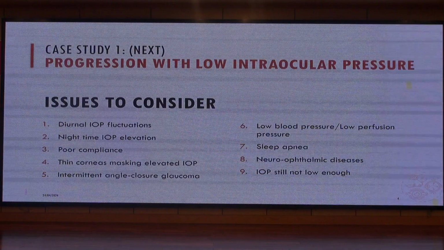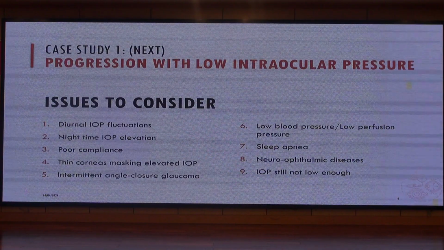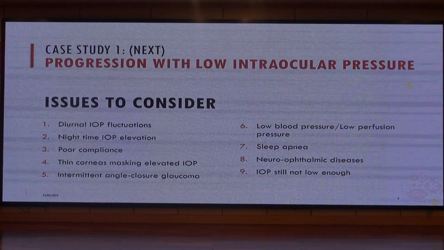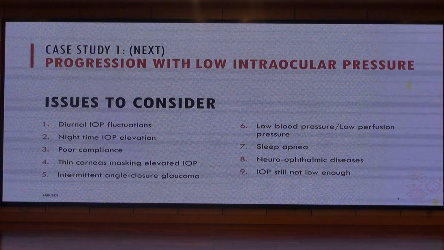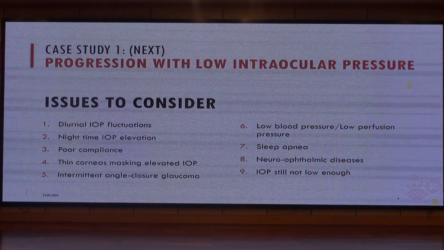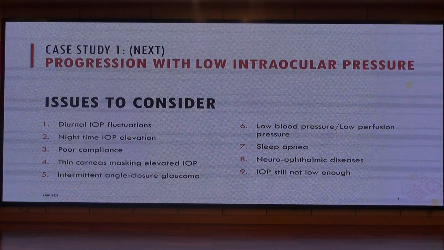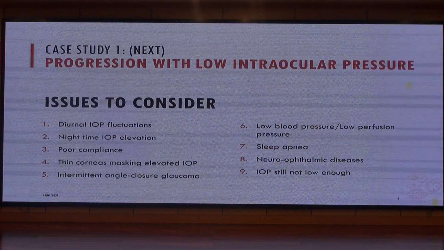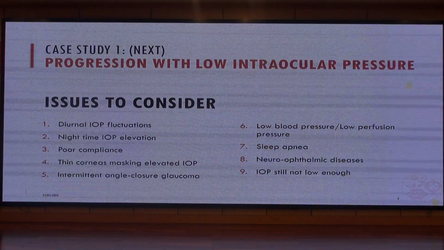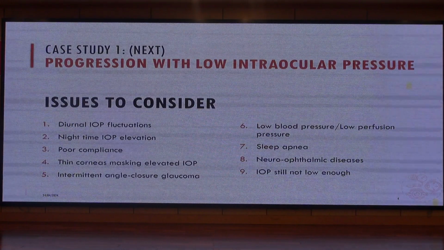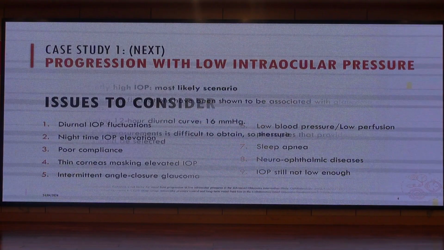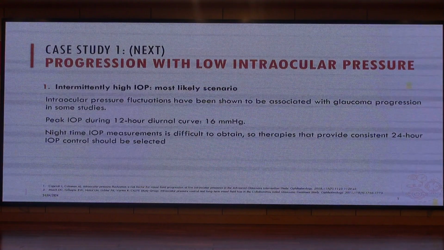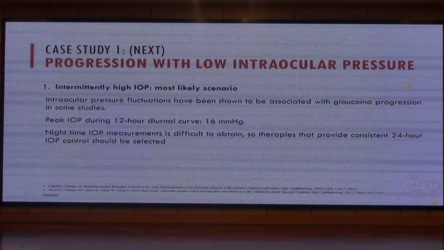So there are some issues to consider. We have to find the reasons. We can think of diurnal IOP fluctuation, nighttime IOP elevation, poor compliance, thin corneas, intermittent angle closure glaucoma, low blood perfusion, sleep apnea, or some neuro-ophthalmic disease. The last option is that the IOP is still not low enough.